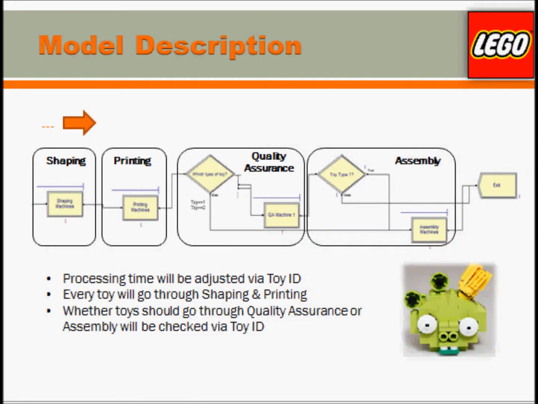And later, the second part of the model is going through different types of machines, shaping first, printing second, and going through quality assurance if it is needed, and later it will go through the assembly if it's needed. And most importantly, the processing time will be adjusted via different toy ID. As I mentioned earlier, every type of product will have shaping and printing time, but it may have quality assurance time or assembly time.